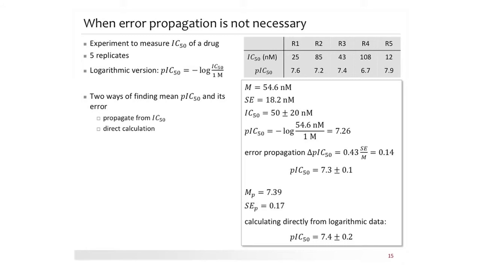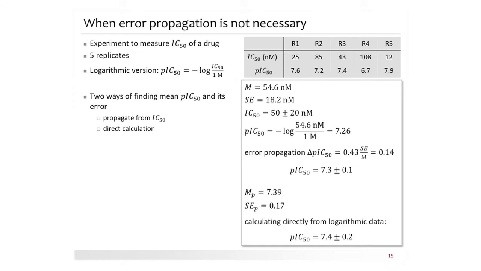Now, error propagation is here. This is the formula for log base 10, which is 0.43 times the error divided by the number. The error is here, the number is here. If you do this, you will get about 0.14. And again, one significant figure in the error. So finally, you write this down as 7.3 plus minus 0.1.